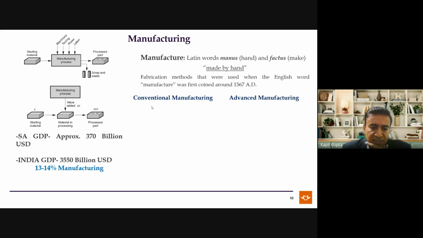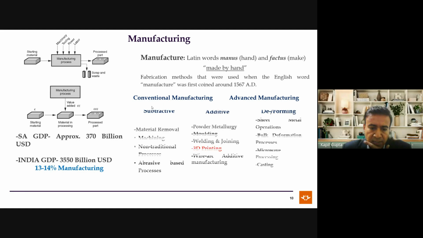When we classify manufacturing, there is conventional and advanced manufacturing. In conventional and advanced both, there are three sub-classifications: subtractive, additive, and deforming. So 3D printing is an additive manufacturing technique. The main name is additive layer manufacturing, but in routine we just call it 3D printing, although 3D printing is one of the specialized techniques of additive manufacturing. But for this presentation, we'll call additive manufacturing 3D printing. So these are the classifications of manufacturing processes.